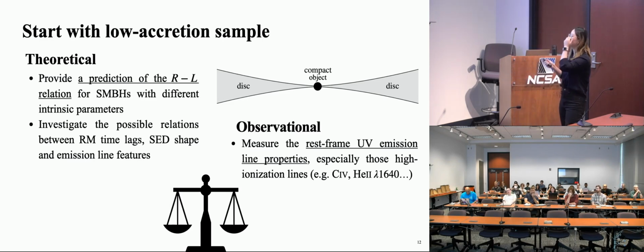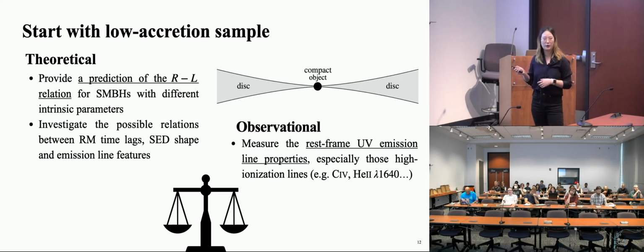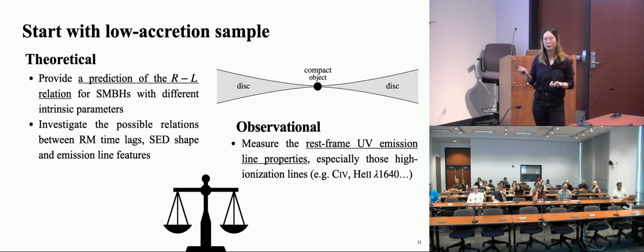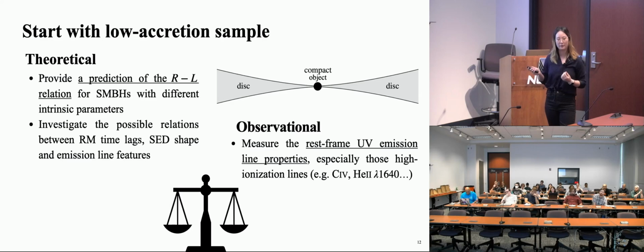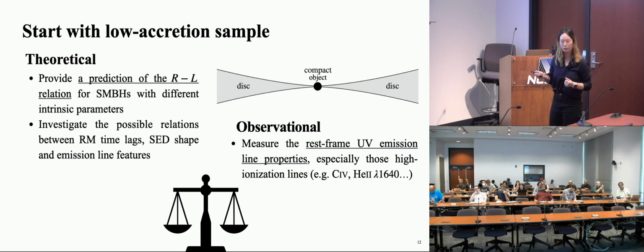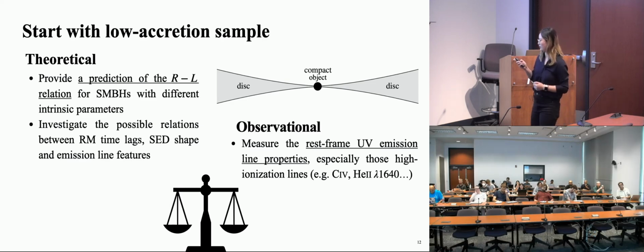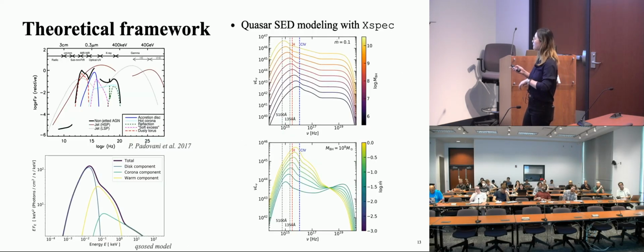For the observational work, since it is impossible for us to observe the ionizing continuum that the broad line clouds receive, the best thing we can do is to use the high ionization emission lines from the rest-frame UV band to probe what SED the broad line region receives. So we want to combine those two works and see what's happening in the broad line region IO relation.